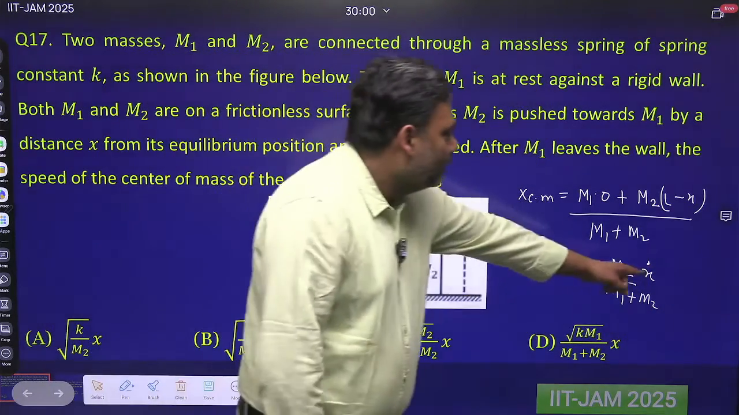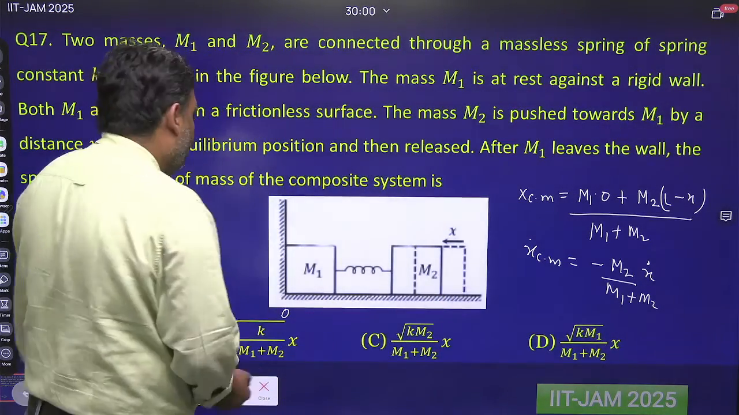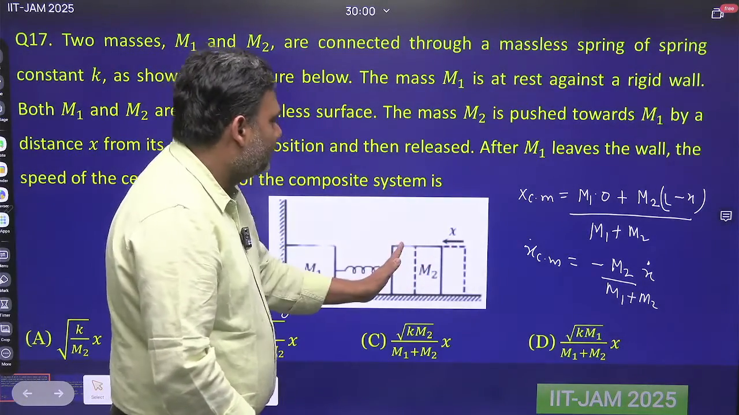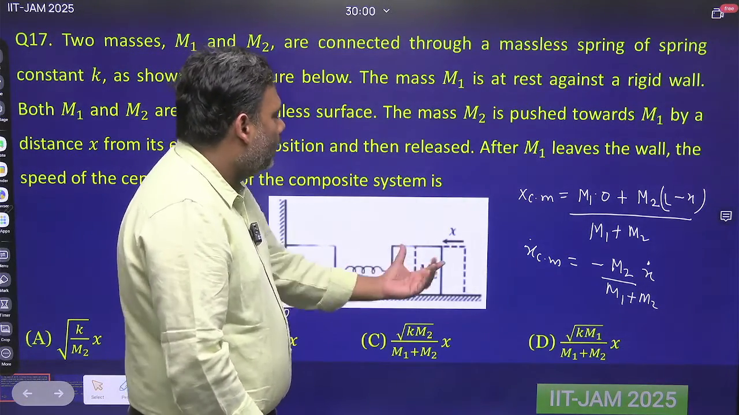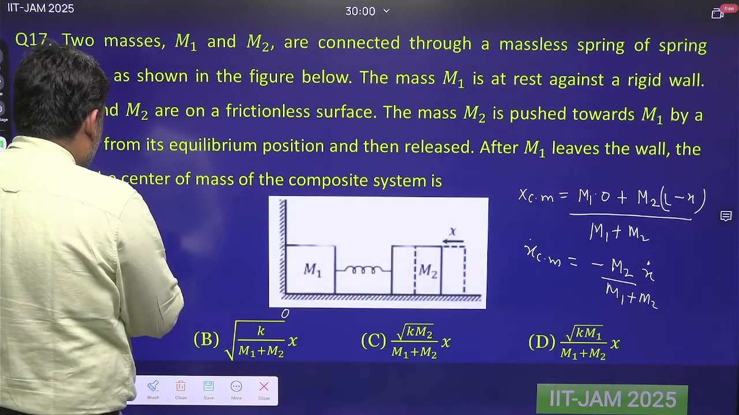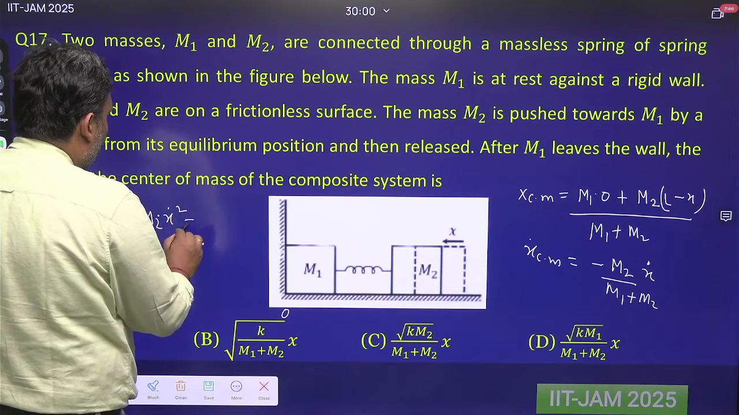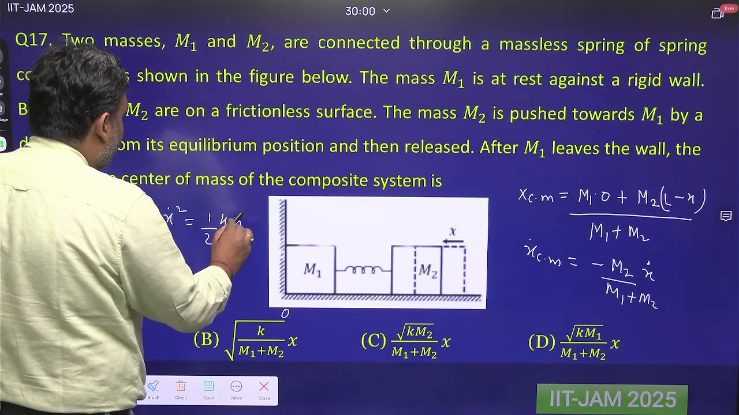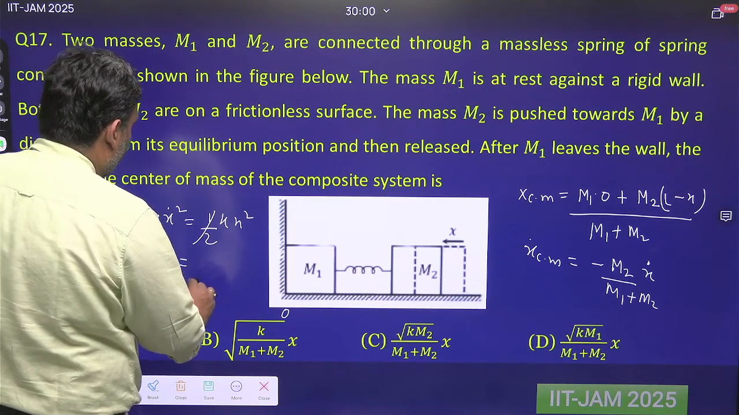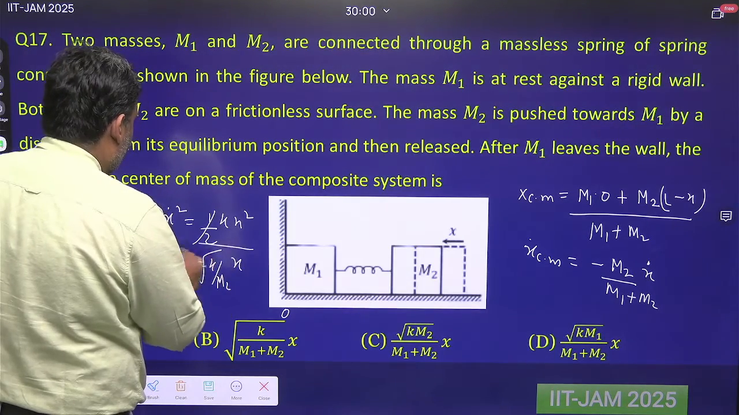Now the whole thing is how we will calculate x dot. We can easily use conservation of energy. For this particular m2, when it is pushed x distance, how is this related to x dot? So half m2 x dot square is equal to half k x square. From here we easily get x dot is equal to root under k upon m2 into x. So this is my x dot.